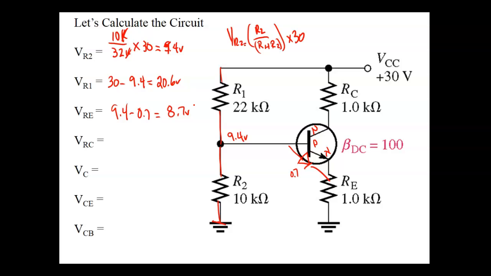So I know the voltage drop across RE. I know the size of RE. So what can I calculate? Current. So I can calculate IE, but we're assuming IE and IC are equal to each other because they're almost equal to each other, right? So that's the one I left off. So IC would be equal to 8.7 divided by 1K, which would give us 8.7 milliamps.